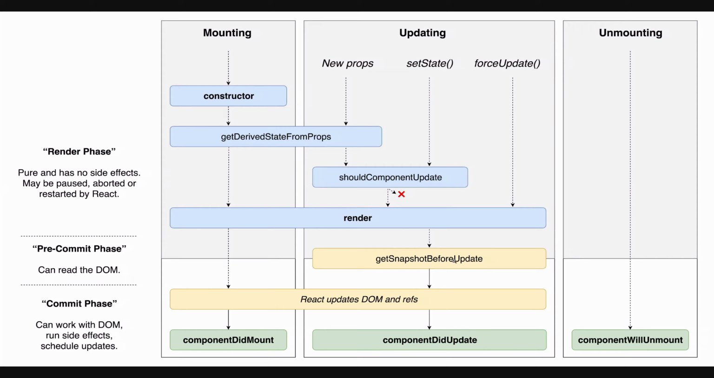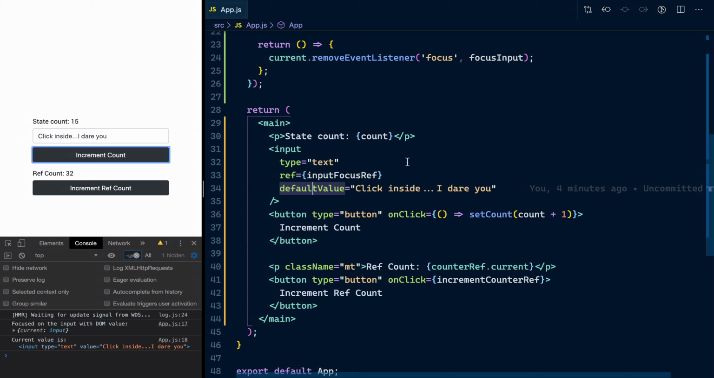So when you're doing some sort of update, it's going to do it all in this particular cascaded block, I guess, in this demonstration. But the commit phase, it can work with the DOM, run side effects, schedule updates. And that's essentially what it's doing. And once it's done all the rendering, then we can come in and start doing our asynchronous work.